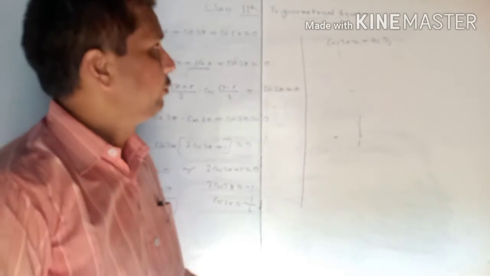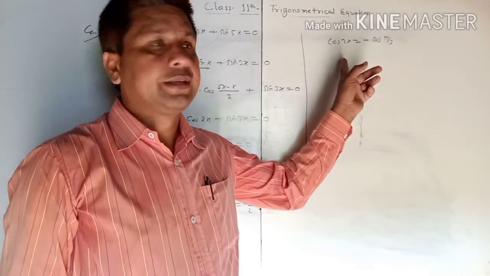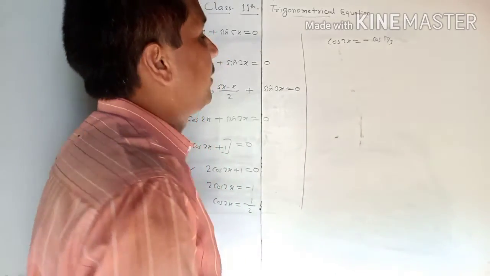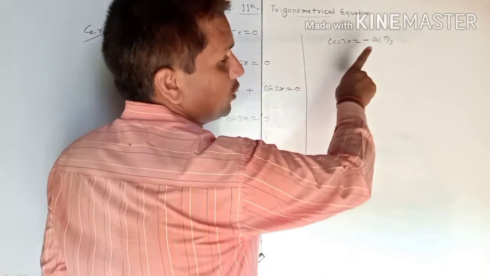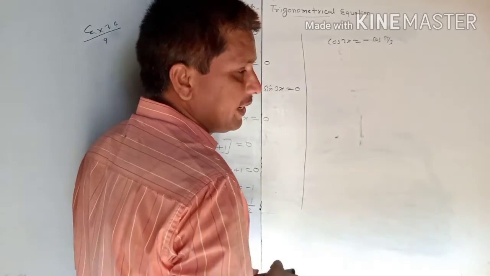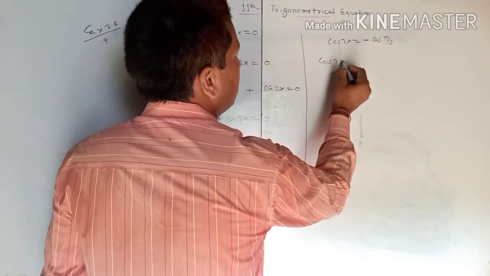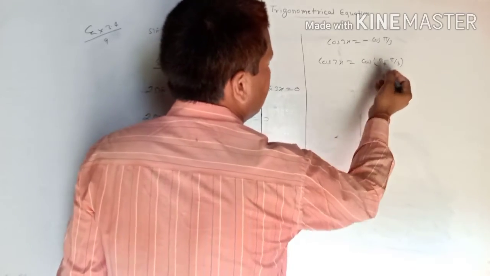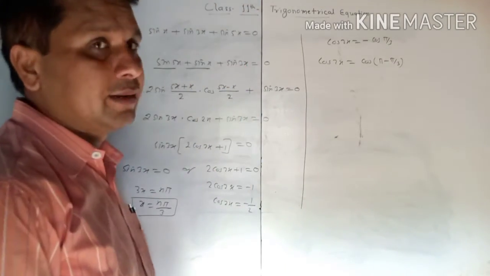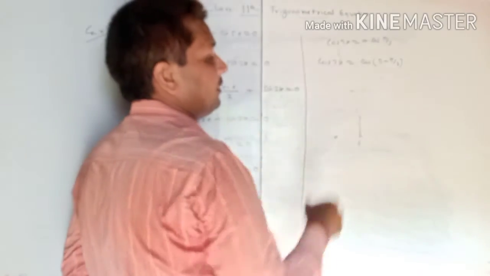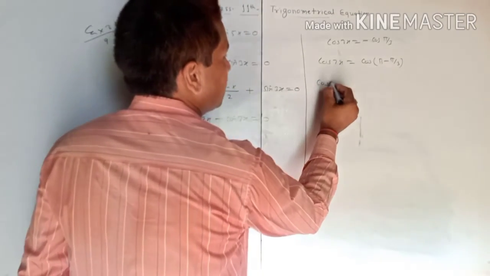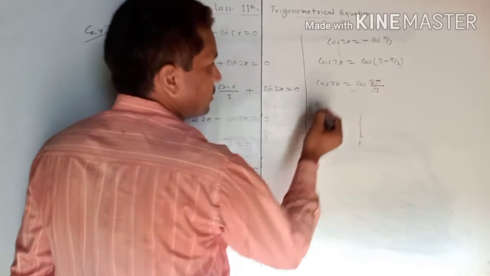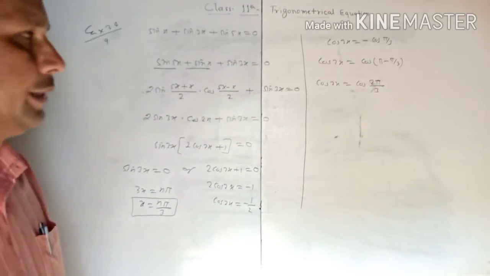So first of all, how to do? First of all, convert it into cos x is equal to cos y form. So how to convert? You know, in the second quadrant is cos negative or positive? Negative. So cos 2x is equal to cos of pi minus pi by 3. Pi minus pi by 3 means minus cos pi by 3. So cos 2x is equal to cos 2 pi by 3.